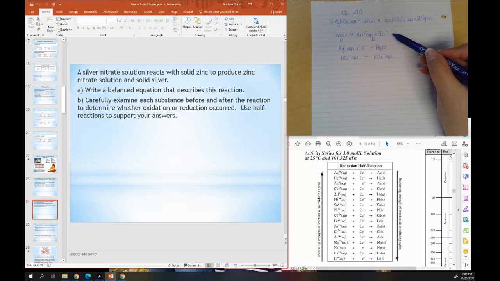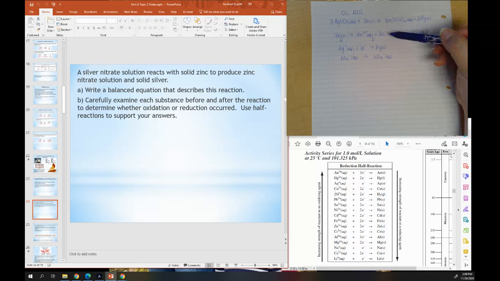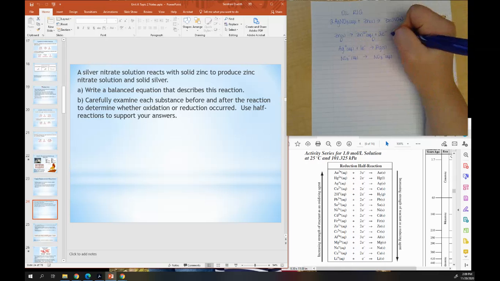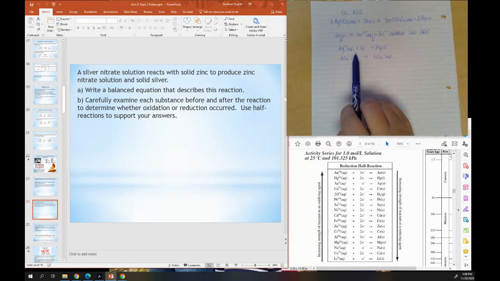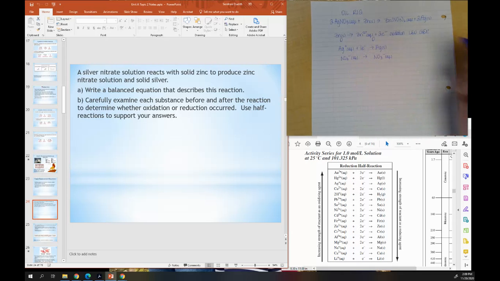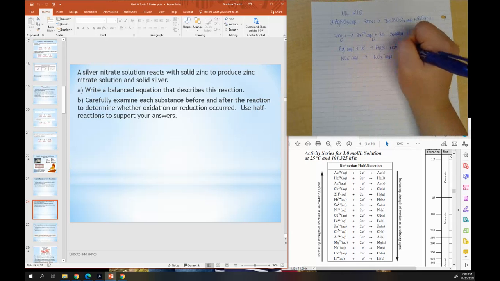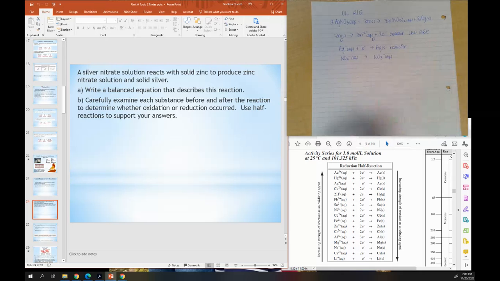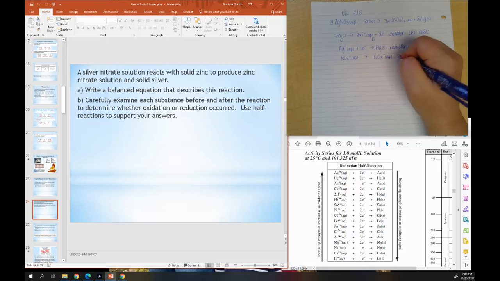Okay, so they did ask us to label these as oxidation or reduction. So remember, LEO goes GER. If we look at this first example, the zinc has actually lost electrons. So this is oxidation. If we look at our silver, it has picked up 1 electron. It's gained electrons. This is reduction. And lastly, the nitrate is a very special type of ion in this. It is called a spectator ion.